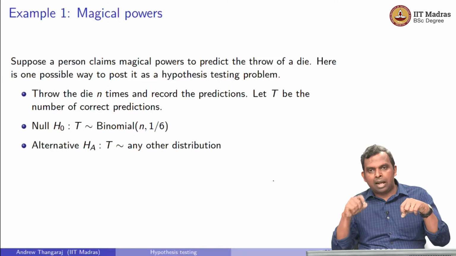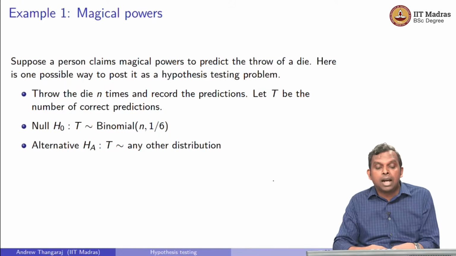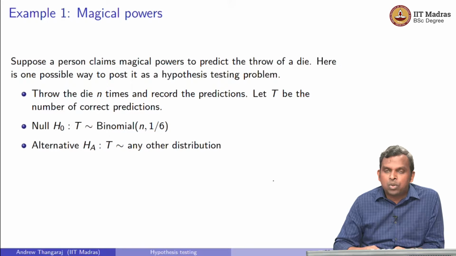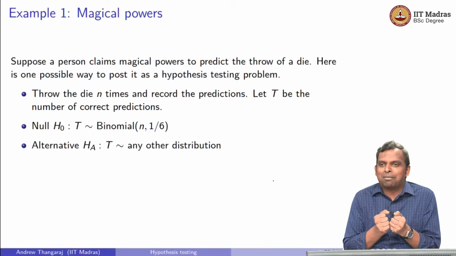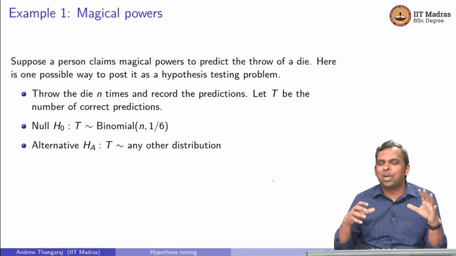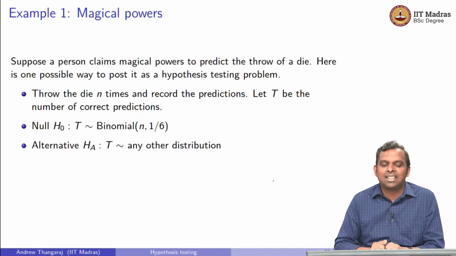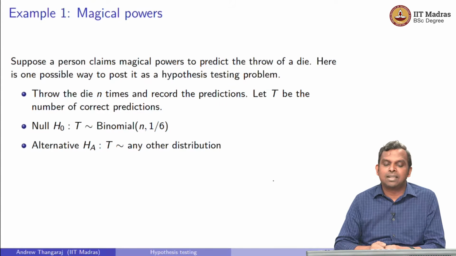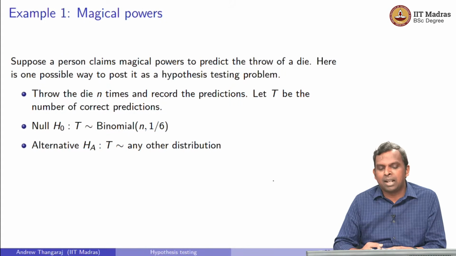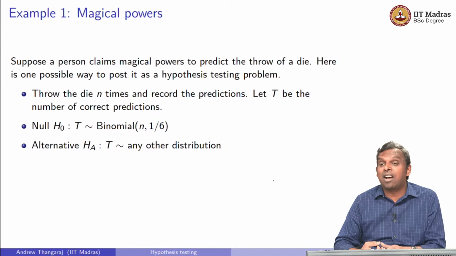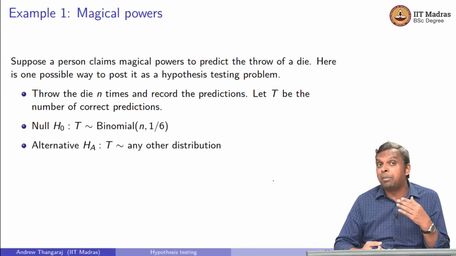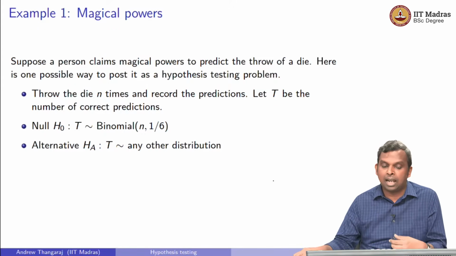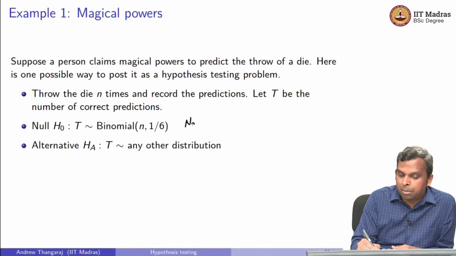Prediction, actual, prediction, actual, prediction, actual. Generally you tend to believe that the person doesn't have magical powers. So you want to say the null hypothesis is that the number of correct predictions is Binomial(n, 1/6). Does it sound reasonable? That if someone doesn't have magical powers and they are randomly guessing, right? So that's your null hypothesis. The null hypothesis is no magical power, random guess.